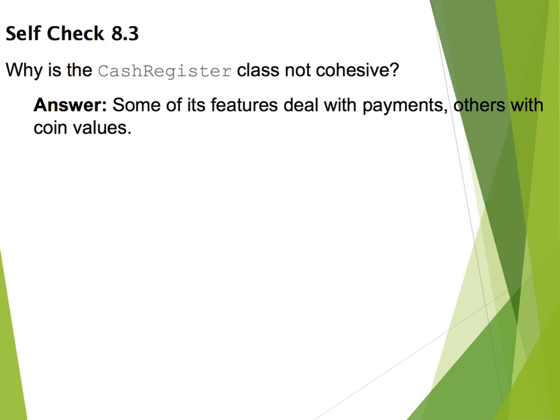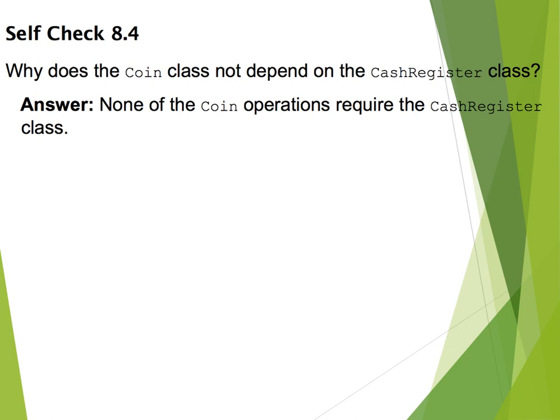So, as I said before, cash register wasn't cohesive because some of its features deal with payments, but others deal with the coin value. So there is no cohesion between the members of cash register before we broke it into two different classes. And as I said before, cash register depends on coin, but coin doesn't depend on cash register because none of the coin features require the cash register class.